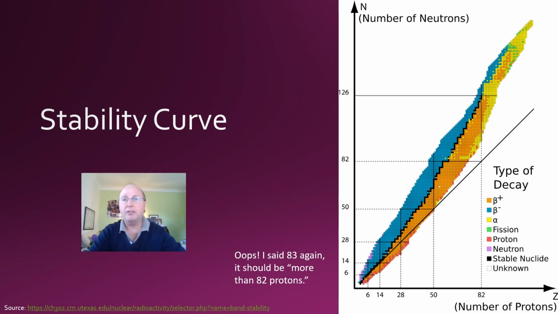This narrow band of stable nuclei is surrounded by a sea of instability. Nuclei that lie above this line have too many neutrons and are therefore neutron-rich. Nuclei that lie below this line don't have enough neutrons and therefore are neutron-poor.